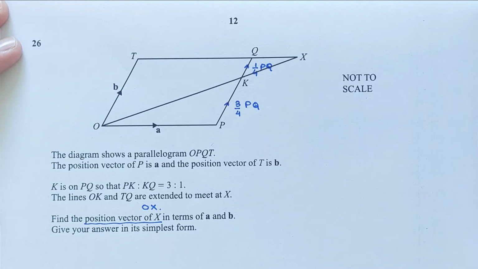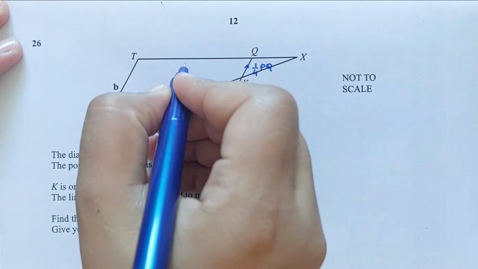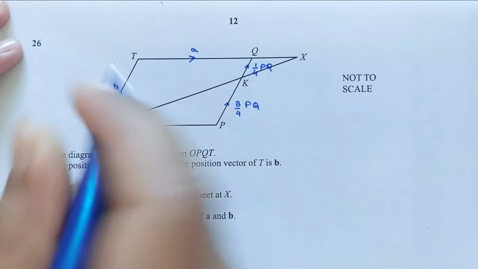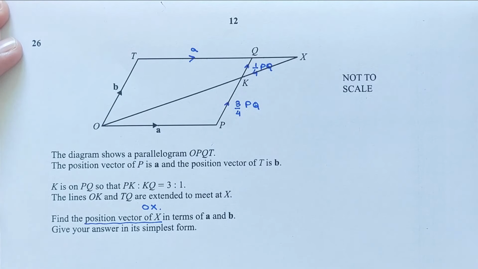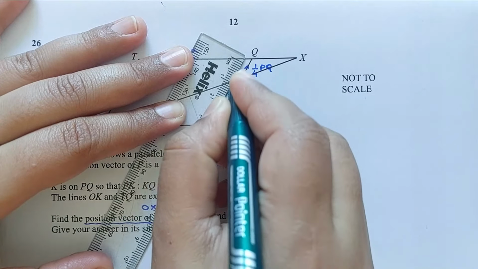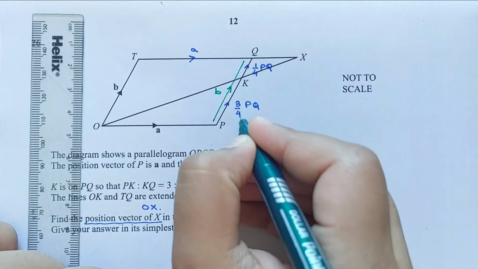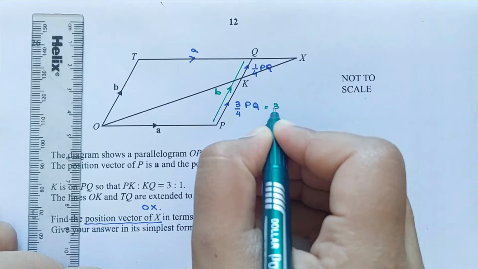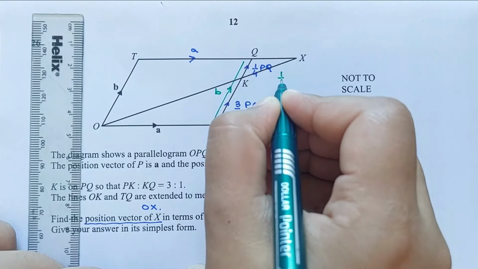Okay, since we have been given that the diagram is a parallelogram, it means OP is A, then TQ is also A. If O to T is B, then P to Q is also B, right? So we can say this is also B. So PK is 3 by 4 of B, and K to Q is 1 by 4 of B.